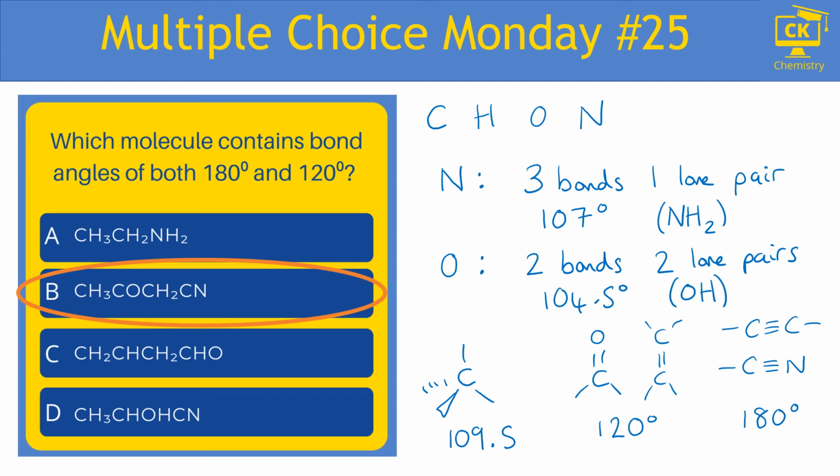Then we have a normal CH2 in the middle of a chain, 109.5, and then we have another 120 because of the aldehyde group, C double bond O with an H at the end. And then with D, we would have 109.5, CH and an OH, so that's actually just a normal tetrahedral carbon with 4 things attached, and then a CN with 180 at the end.